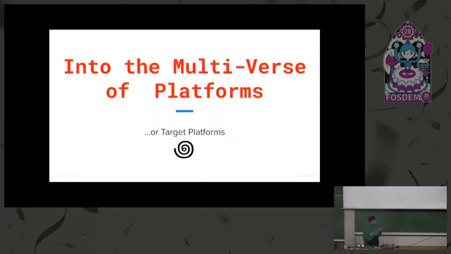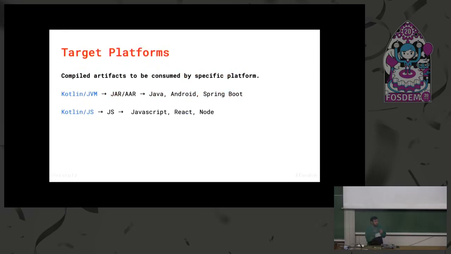So let's dive into the multiverse of platforms here, or target platforms. That's the technical word for it. The way I understand target platform, I think this was explained in the last talk a little bit, is compiled artifacts to be consumed by a specific platform. So, for example, when we are considering Kotlin JVM, the artifact that will be consumed by the platform would be JAR and AAR files, right? This can be consumed by Java, by Android, by Spring Boot.